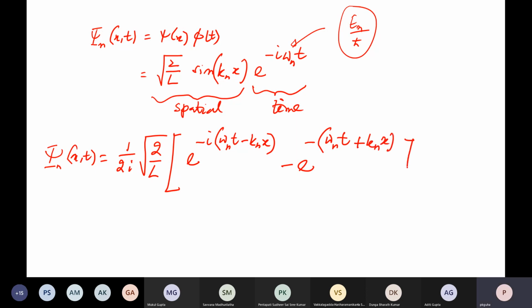I hope I am writing it correctly. So this, you can, if you write sin kx in the form of e to the power, then you will get this. So you see that two waves propagating in the opposite direction form a standing wave, right?